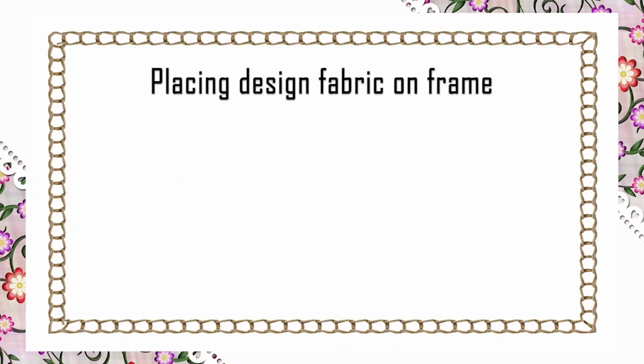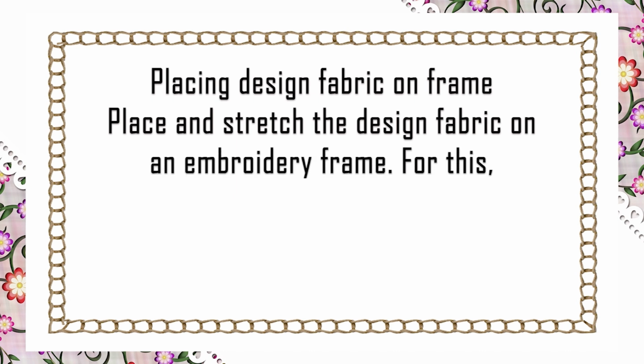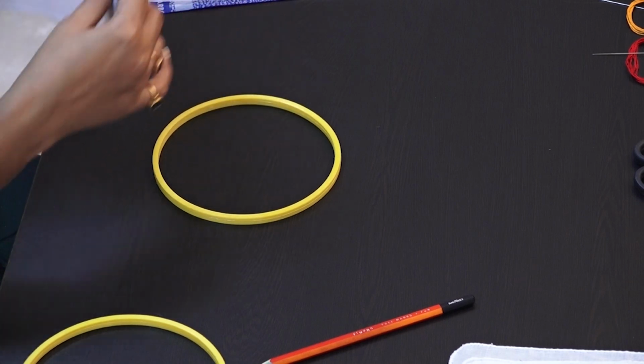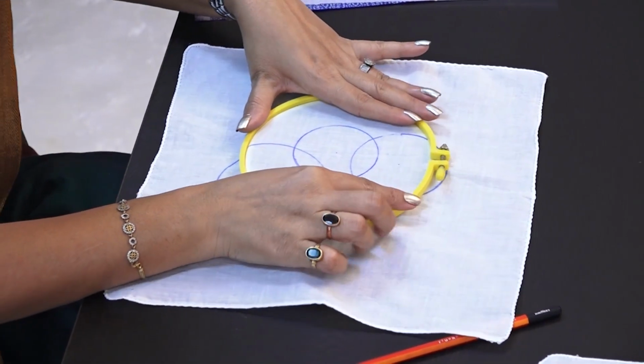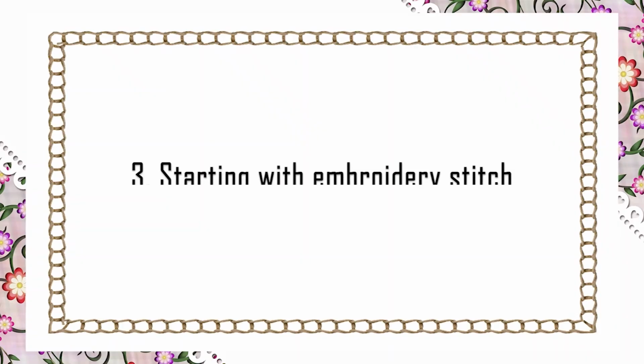Second is placing design fabric on frame. Place and stretch the design fabric on an embroidery frame. For this, loosen the screw of the frame and tighten the fabric on frame by tightening the screw. Third is starting with embroidery stitch. For this, loosen the screw of the frame and tighten the fabric on frame by tightening the screw.